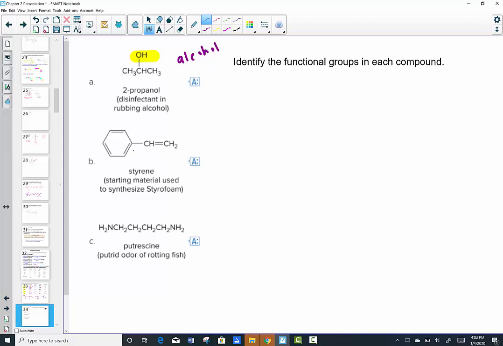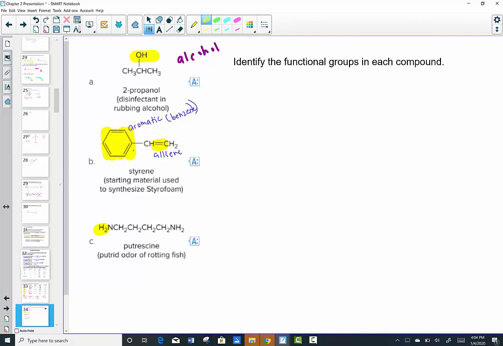I have this particular substance, which is the entire benzene ring, and I have this, which is the alkene. So to name those, here you would have an aromatic compound, and here you would have an alkene. Aromatic is referred to as the benzene ring. How about in letter C?